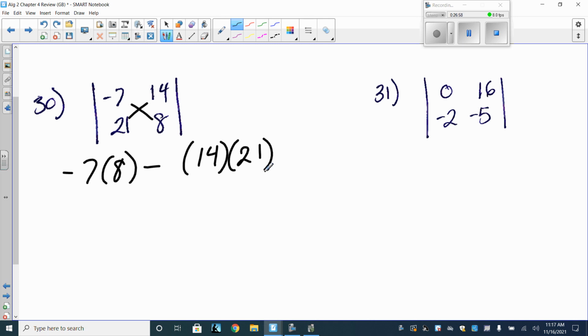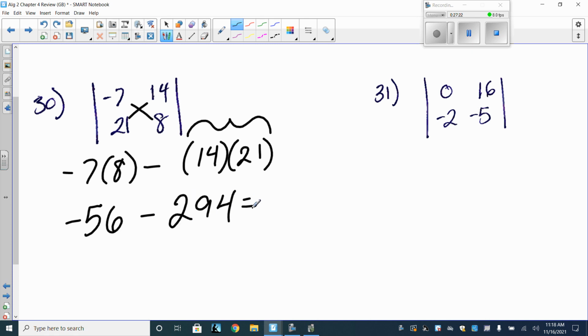Now, on some of the assignments for a problem like this, you changed it from subtraction to addition. We can't, because 14 times 21 is going to be a positive number. Negative 7 times 8 is going to be negative 56, minus 14 times 21, which is 294. And when we subtract these, we get negative 350.